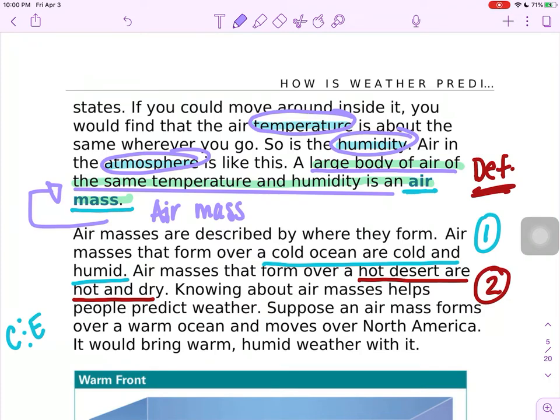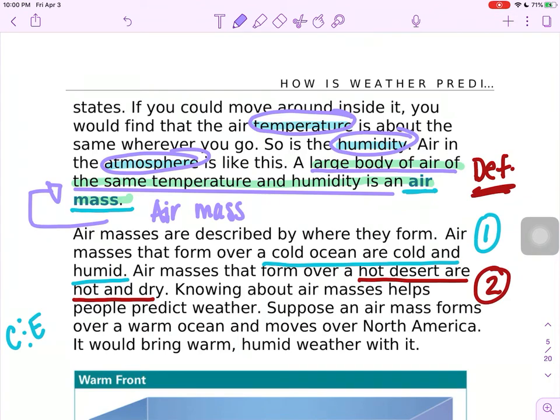Air masses are described by where they form. Air masses that form over a cold ocean are cold and humid. Air masses that form over a hot desert are hot and dry. Knowing about air masses helps people predict the weather. Suppose an air mass forms over a warm ocean and moves over North America. It would bring warm, humid weather with it.